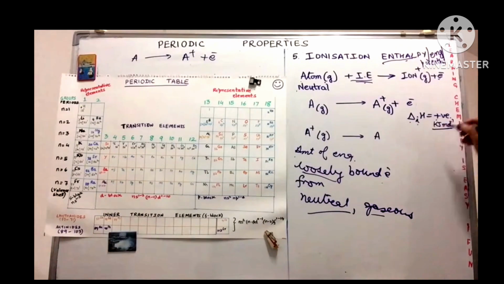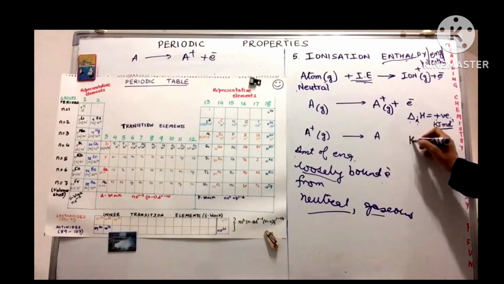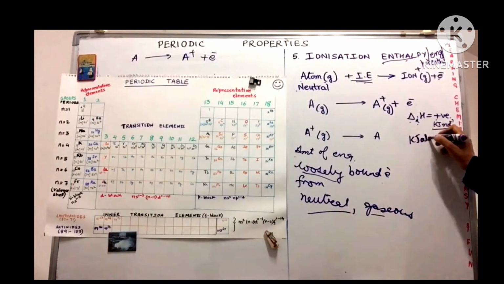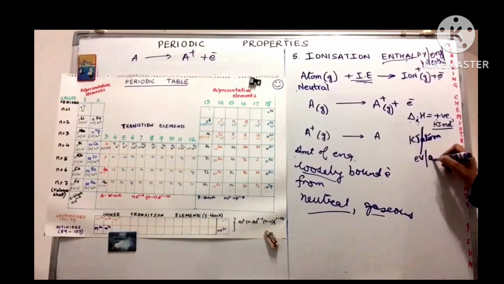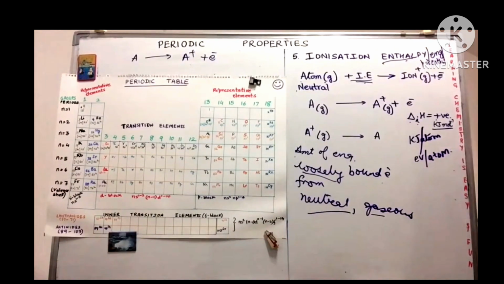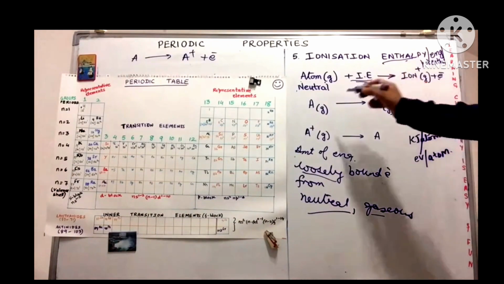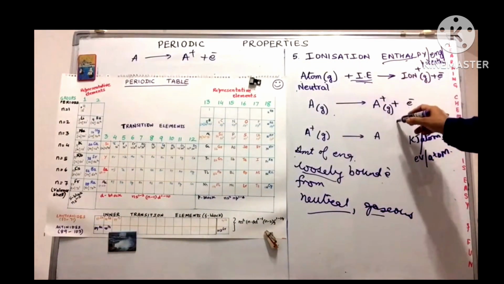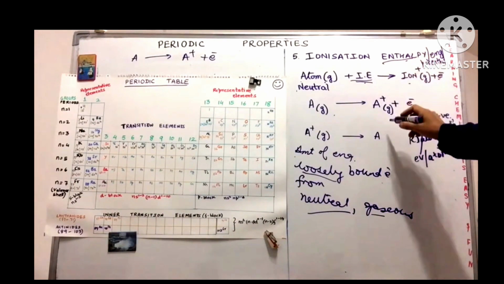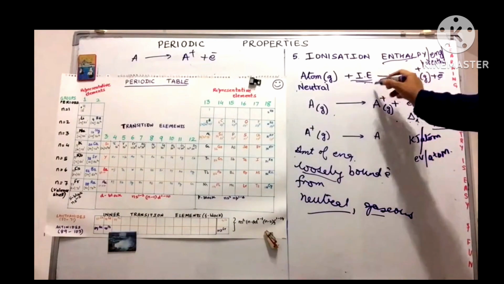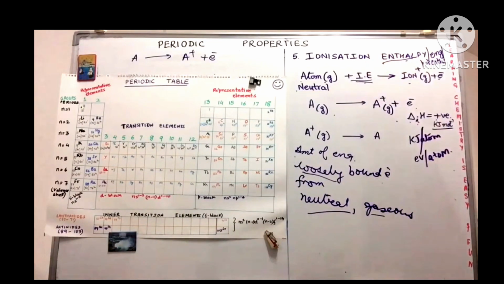You will find it written as kilojoule per mole, or in some places as kilojoule per atom as well, also as electron volt per atom. So don't get confused, because these are all terms related to energy. Yes? So when you remove an electron from a neutral gaseous atom, you get an ion, and the energy involved is called ionization energy or ionization enthalpy.